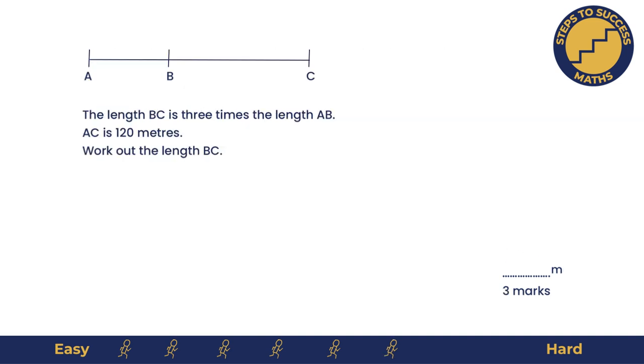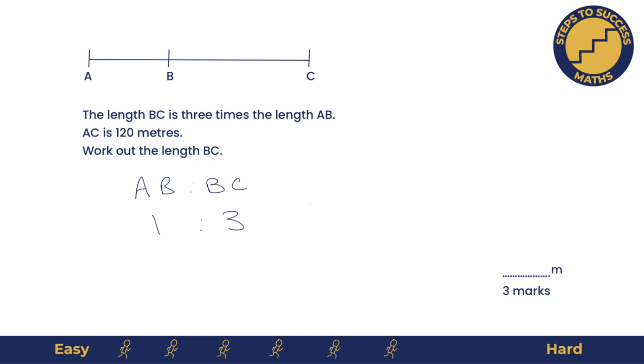The length BC is 3 times the length AB. AC is 120 metres. Work out the length BC. So they haven't given you a ratio, you've got to work a ratio out. So AB to BC. AB is 1, then BC would be 3 times that. So 3. So our ratio is 1:3.